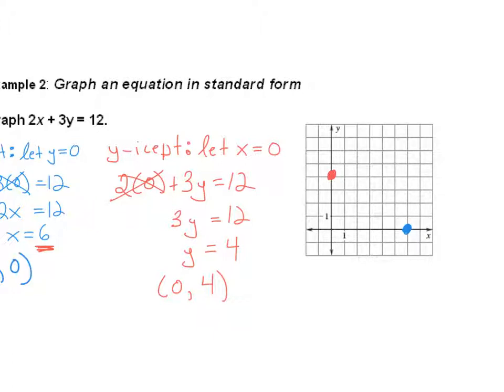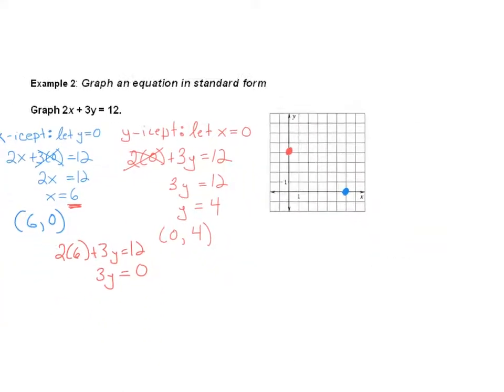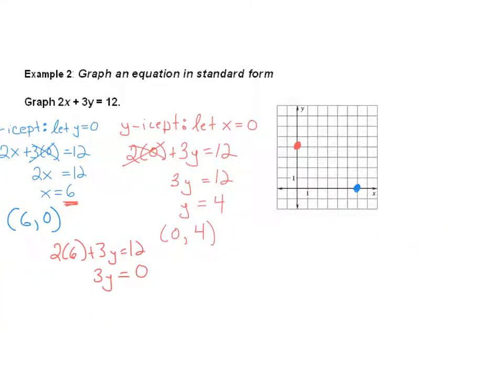Well, you could plug x equals 6 into the equation and figure out the corresponding y value, but that's not going to give you an intercept. So let's play along. If you let x equal 6, we're looking at 2 times 6 plus 3y equals 12. 2 times 6 is 12. Subtract 12 from both sides, you would have 0. Divide both sides by 3. Yeah, you get a y value of 0. That's just a way of checking it.